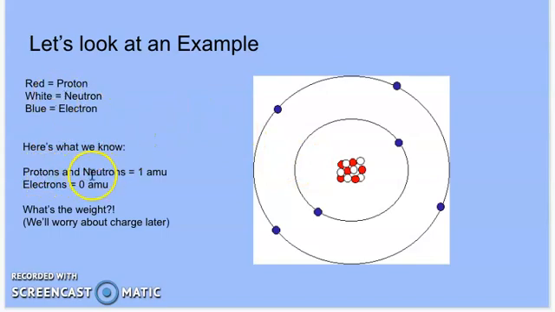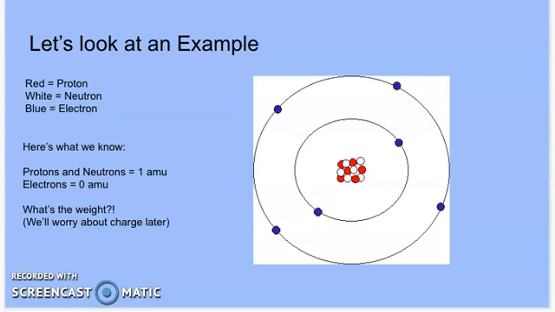Again, what we know, protons and neutrons each weigh 1 mass unit, and electrons don't weigh anything. So what's the weight of this atom? Easiest way to find out, just count what's in the middle. So we have 1, 2, 3, 4, 5, 6, 7, 8, 9, 10, 11, 12. So I have 6 protons and 6 neutrons, 12 things in the middle overall. So the weight of this atom is 12 AMUs. That's really all it is when it comes to counting to figure out the weight.